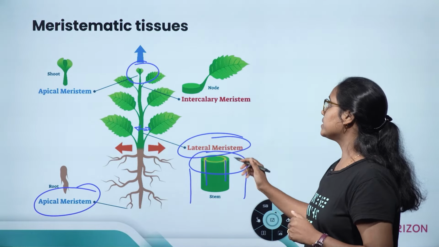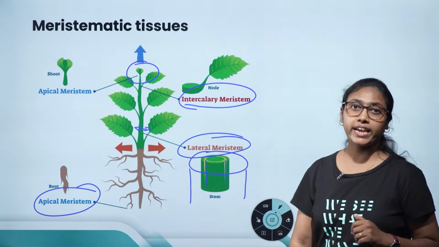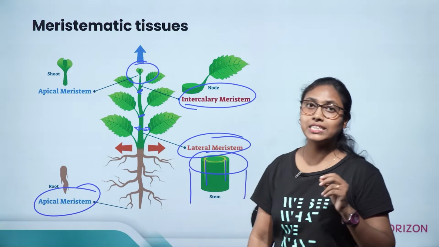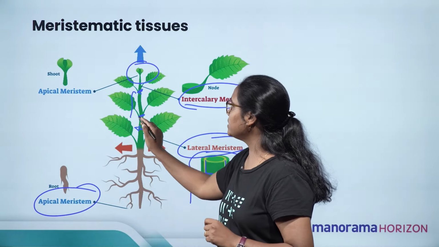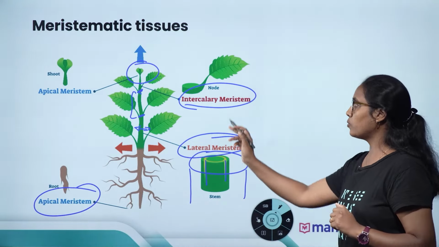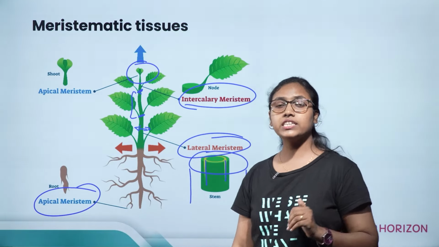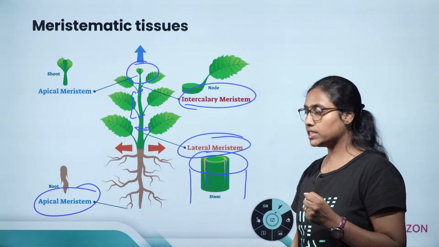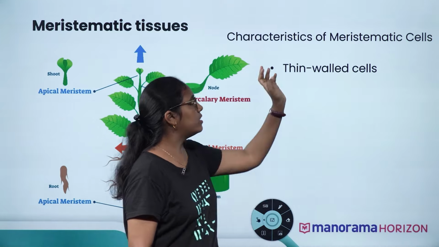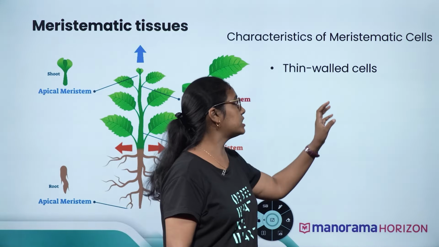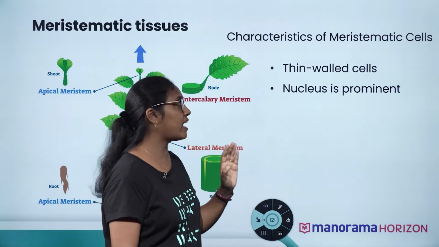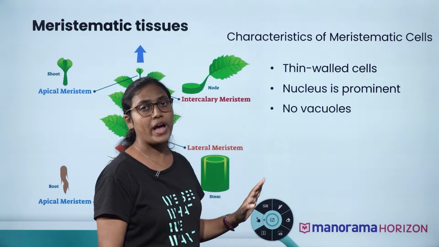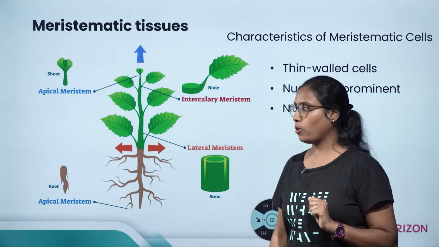Now the third type of meristem is the intercalary meristem. Intercalary meristem is seen between nodes and it helps to increase the nodal length. So these are the different types of meristem. Now let's see what type of cells are seen in this meristem. The cells found in the meristems have thin cell walls, a prominent nucleus, and no vacuoles.